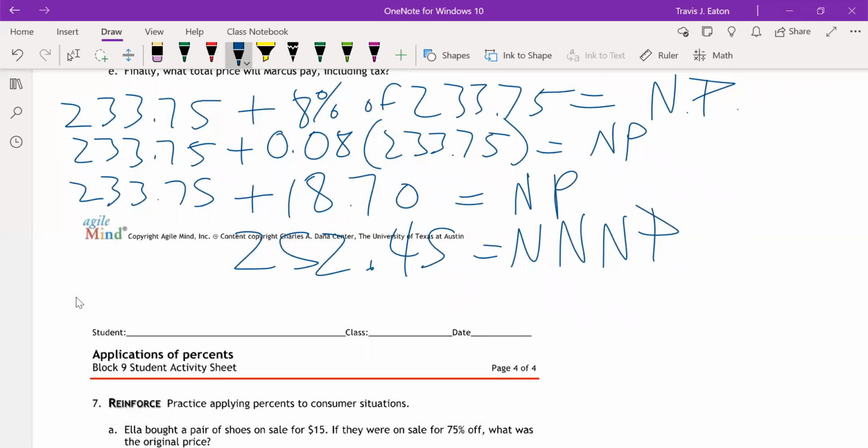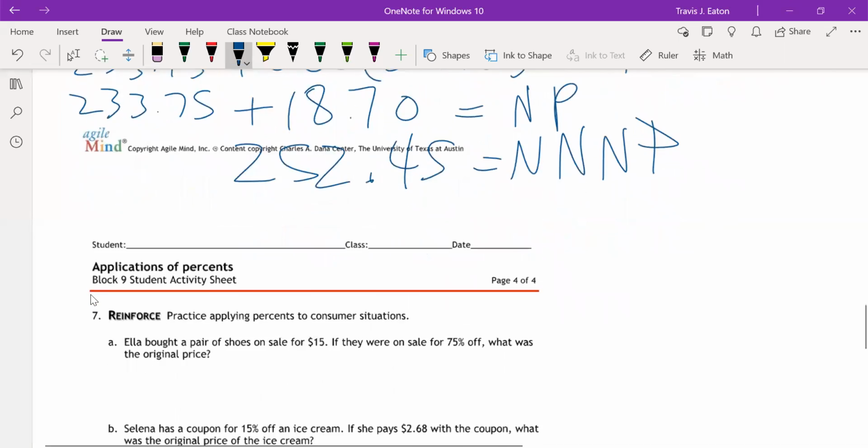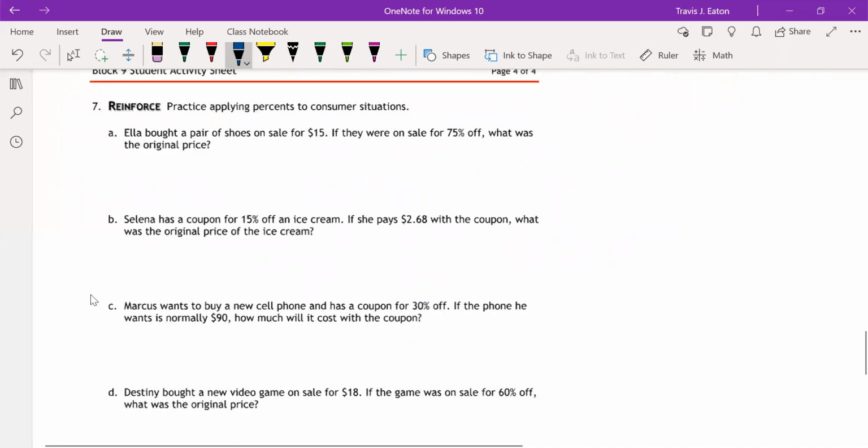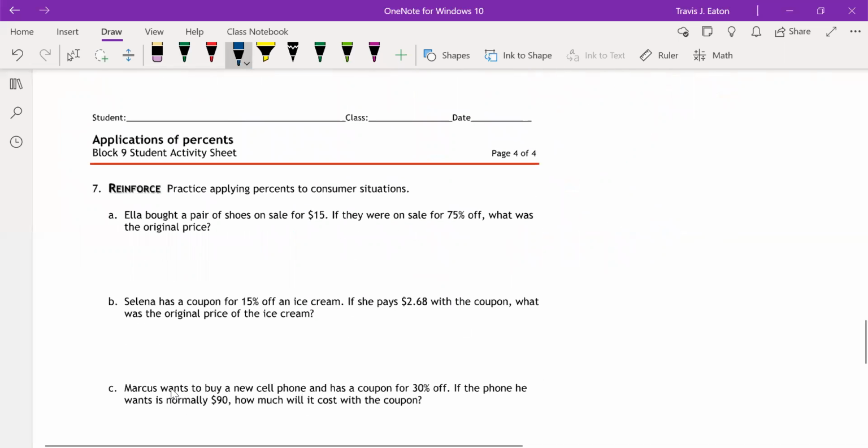Okay. Well, with that, I'm actually going to leave number 7, A, B, C, D, and E, to you to figure out on your own. And so with that, we will stop the recording.